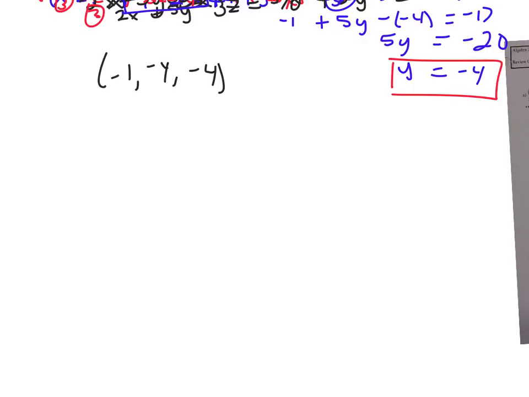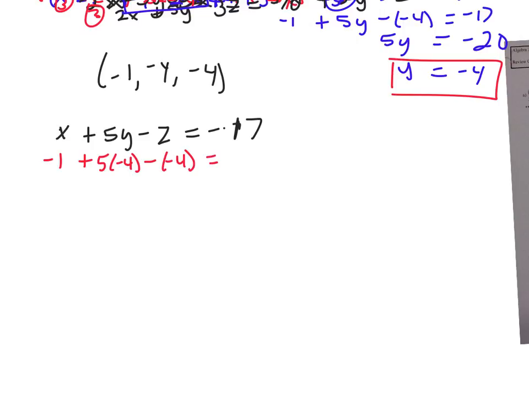Okay, so my first equation is x plus 5y minus z is equal to negative 17. So plugging in x, negative 1 plus 5 times negative 4 minus negative 4, does that equal negative 17? Plug the whole left side into the calculator: negative 17 equals negative 17, checks.